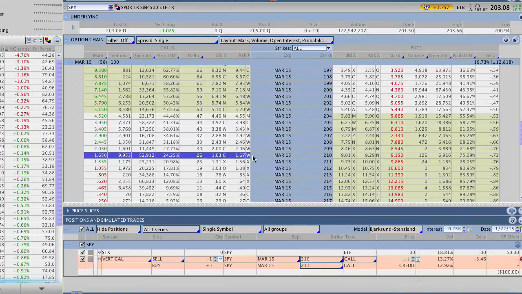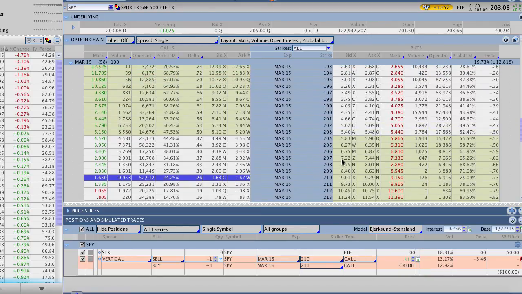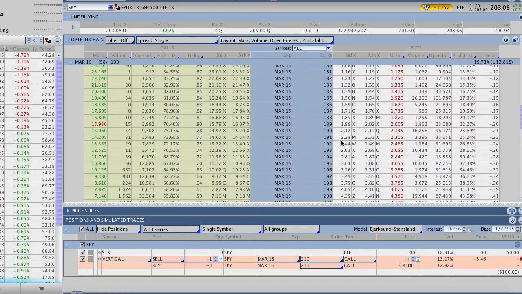Now again, what we're trying to do is take in an overall credit that's more than the width of these strikes so that we take in a net credit on the trade and have no risk to the upside. So basically we're trying to get a credit total that's more than the width of the strikes, which is $1 in this case. And we're actually going to try to get in a little bit more than just $1.